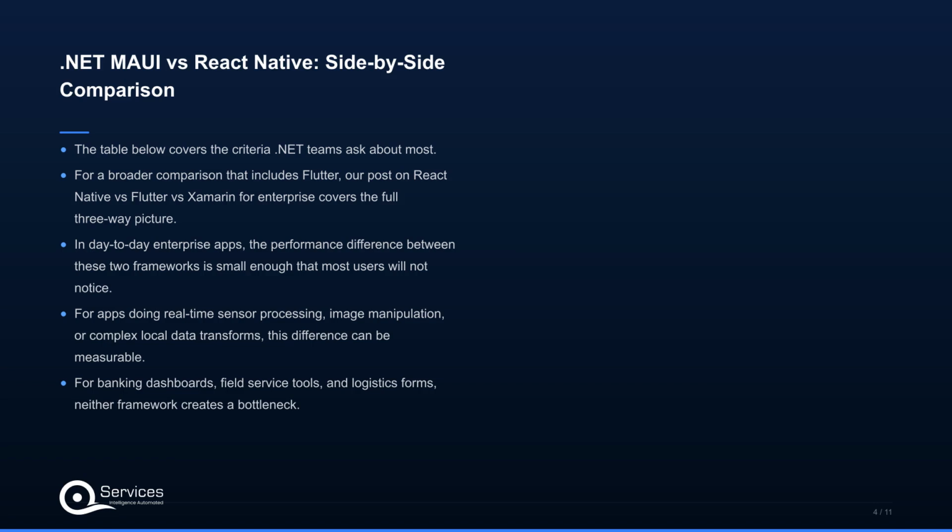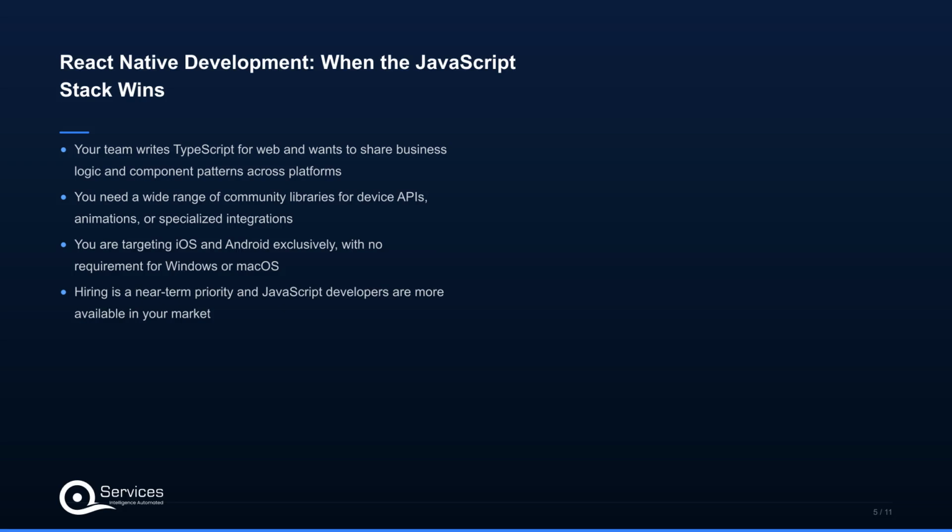A C# developer can be productive in MAUI within a day. That same developer moving to React Native development faces TypeScript fundamentals, the React component model, the NPM toolchain, and JavaScript async patterns simultaneously. Depending on your team's skills, that context switch ranges from manageable friction to a multi-week ramp that delays delivery. Let's talk about now, React Native development, when the JavaScript stack wins.